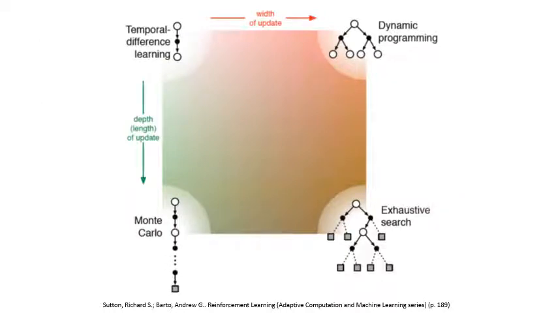Recall this figure, which classifies RL methods based on the width and the depth of update. The previously mentioned dynamic programming updates the width of the MDP tree, right? So it sweeps all the states first. On the contrary, the Monte Carlo methods update the depth first, right? So the Monte Carlo method runs the game until the end of an episode, then updates the value function backward.